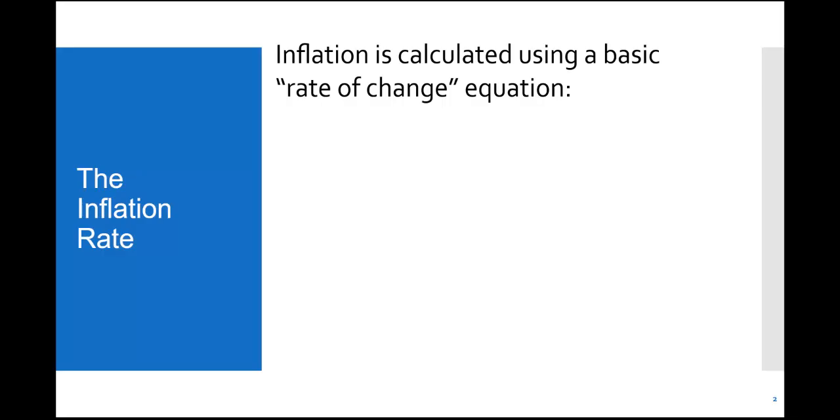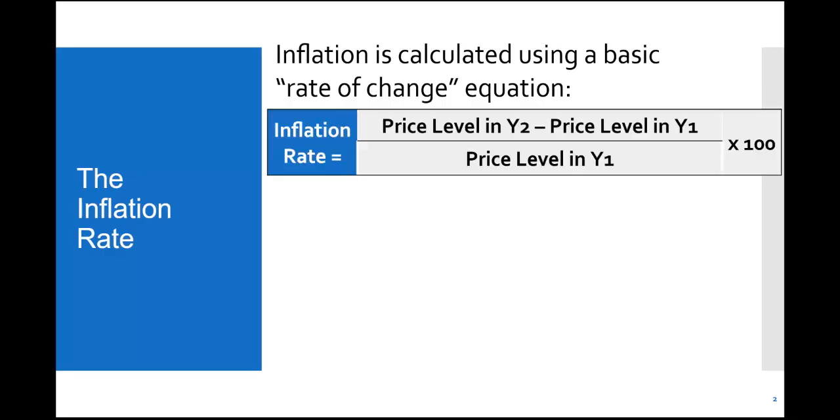Inflation is at its heart just a rate of change equation. Hopefully you're fairly familiar with a rate of change equation, where we take a new value, subtract an old value, and divide by the old value. That gives us the percent change. In this case, we're looking for the percent change in prices. So we take a new price minus an old price, divide by the old price, and it tells us the rate of change of price.